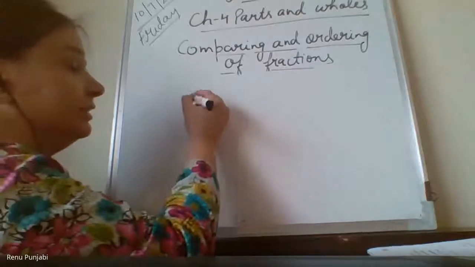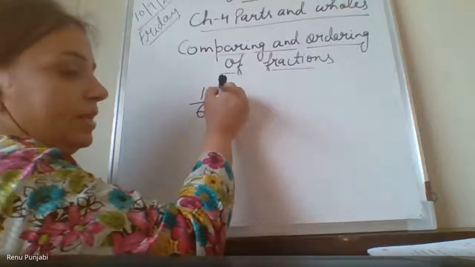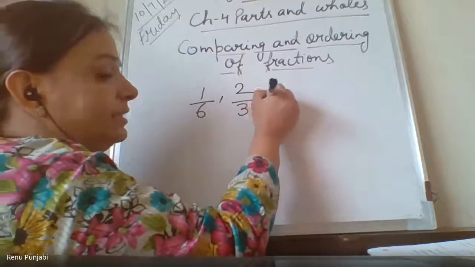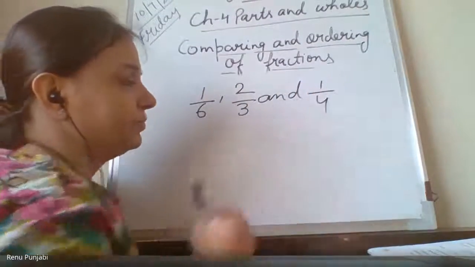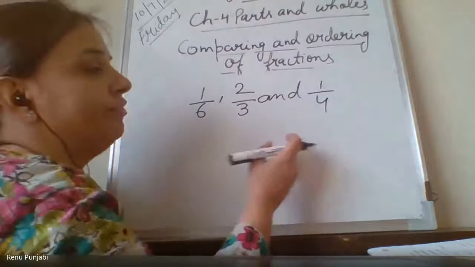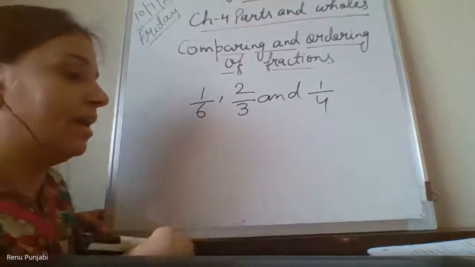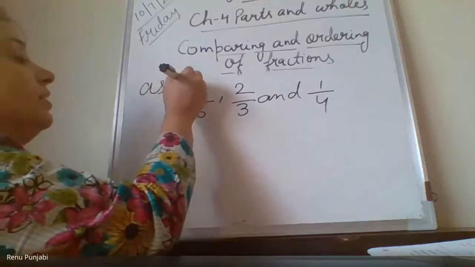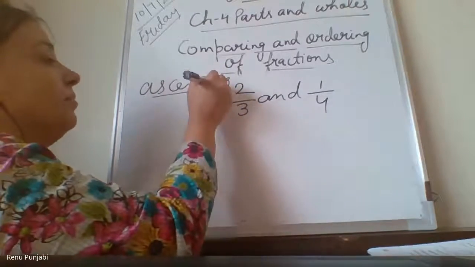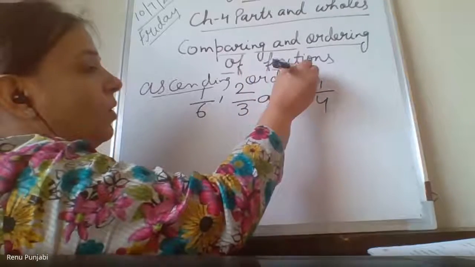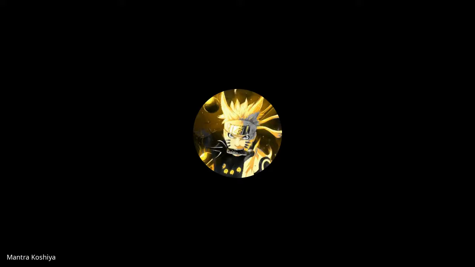So write the fractions like 1 upon 6, 2 upon 3, and 1 upon 4. You have 3 different fractions and you want to arrange them in the ascending order. One child will switch on the microphone and tell me what is ascending order. Ma'am, ascending order is the system of lowest to greatest. Yes, lowest to greatest, smallest to biggest, small to big. You can use many words.